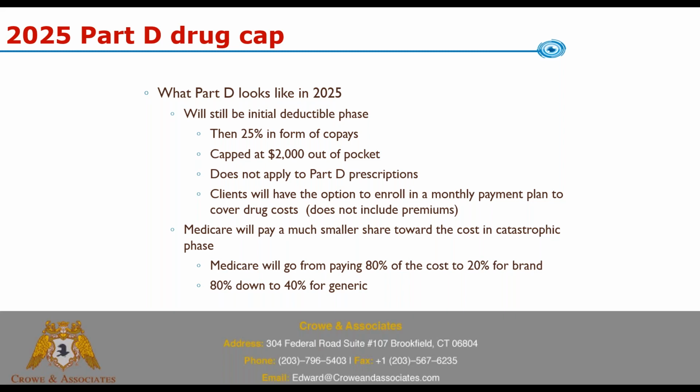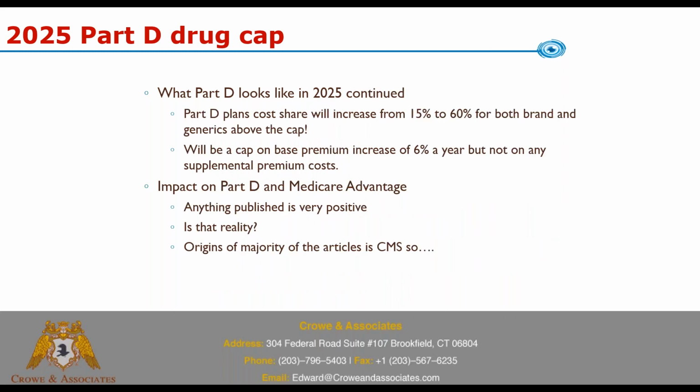So as you can see, in 2025, CMS is going to pay a lot less of the cost for the drug plans. So who's going to pay it? Well, not a big surprise. If the consumer isn't paying it, then the D plans are going to pay a large majority of it. So Part D drug plans, the carriers, their cost share will increase from roughly 15%, actuarially equivalent, to 60%. Big jump, 15 to 60% for both brand and generics above the cap. And again, it's a $2,000 cap, so let's keep that in mind.